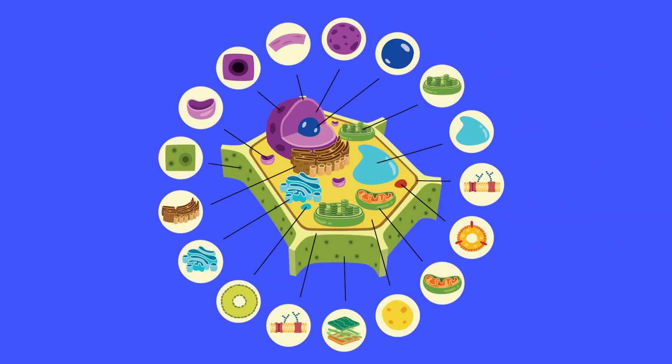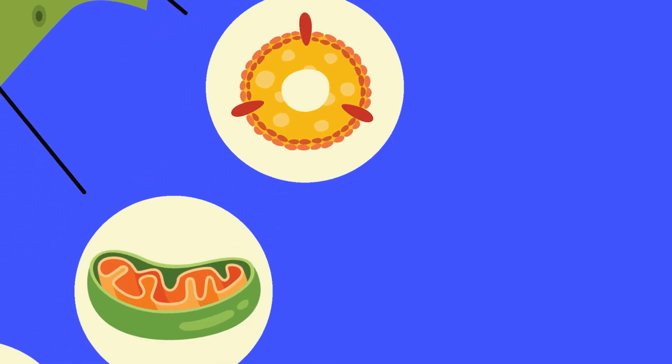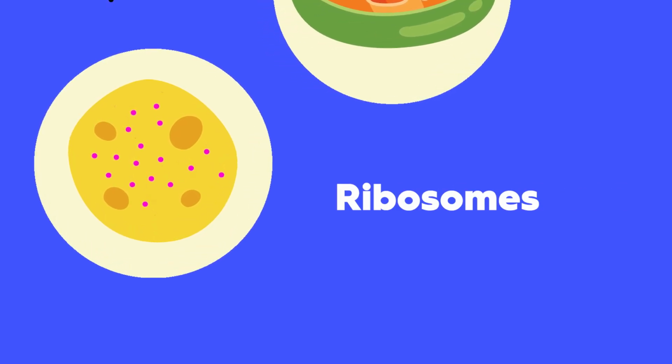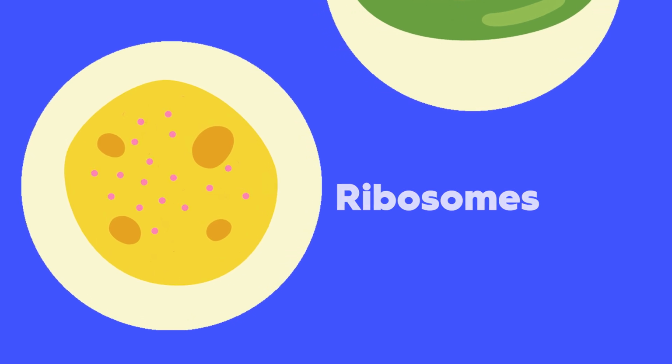To begin, a cell is the fundamental unit of life. Inside, an organized internal environment supports life's chemistry. At the boundary, the plasma membrane protects the cell and controls traffic. It is semi-permeable, allowing some molecules to pass while blocking others. Just inside, the cytoplasm is a jelly-like medium rich in enzymes. Ribosomes, which make proteins, are scattered throughout, either free in the cytosol or attached to membranes.